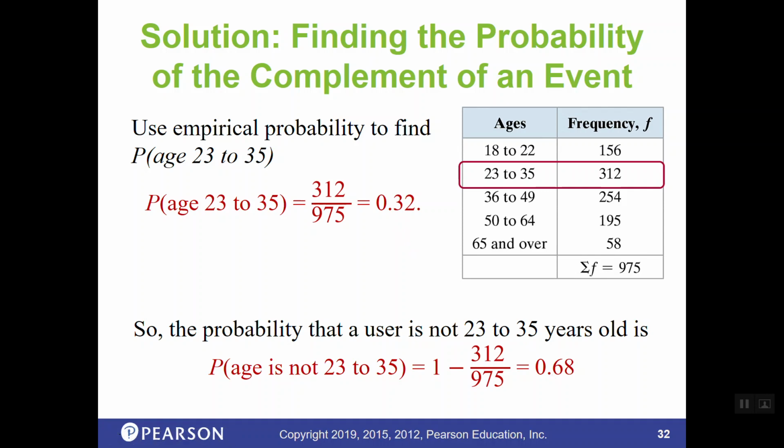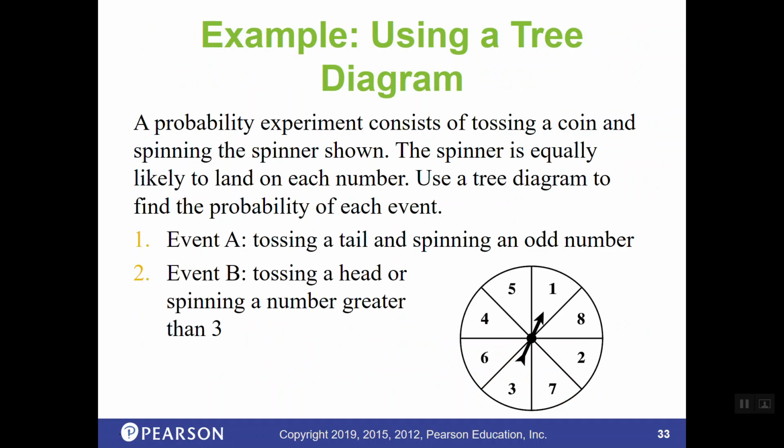Yes, if you did not want to use a complement, you could just have added 156 to 254 to 195 to 258, and that will give you the same answer. As long as you divide the other ones by 975, you will get 0.68. So you can pause the video and give it a try, and you should get it. Next, using a tree diagram.